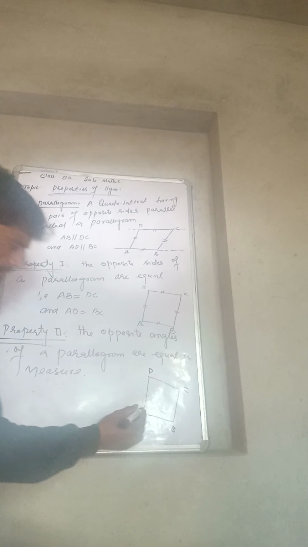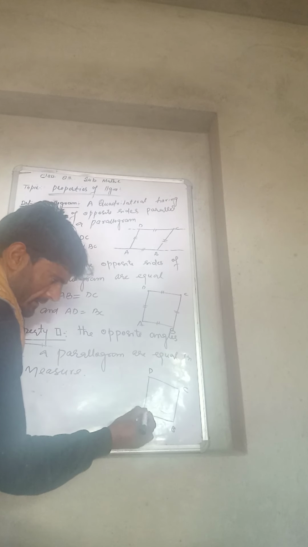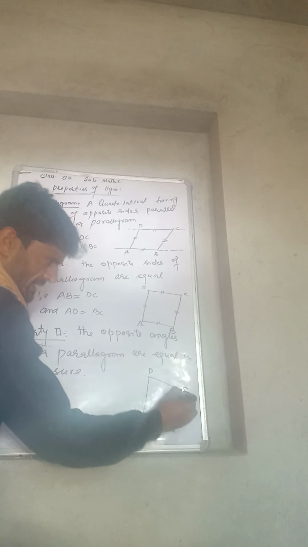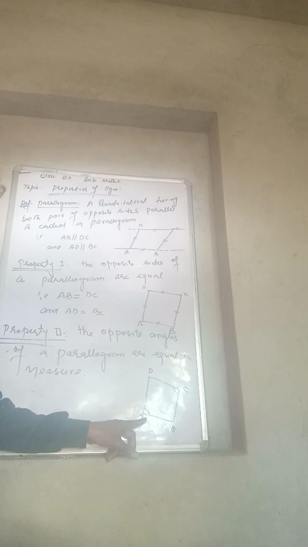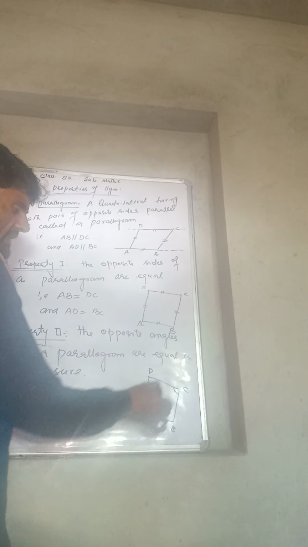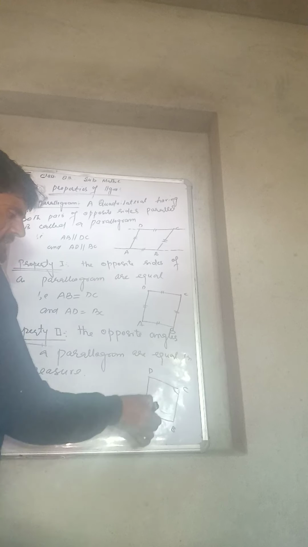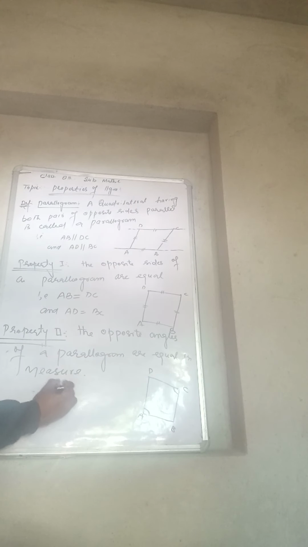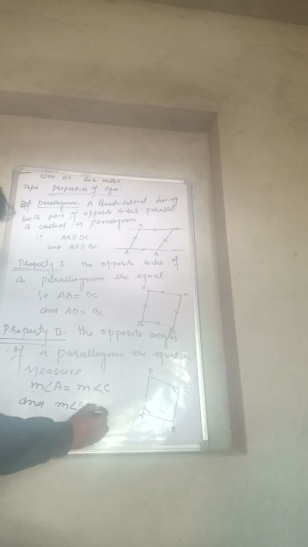ABCD. If this is angle A, this is angle C, then they are opposite vertices. Angle A and angle C are opposite vertices. Why are they opposite vertices? Because there is no side connecting them. There is no side of this parallelogram connecting these two vertices. So measure of angle A is equal to measure of angle C, and measure of angle B is equal to measure of angle D.